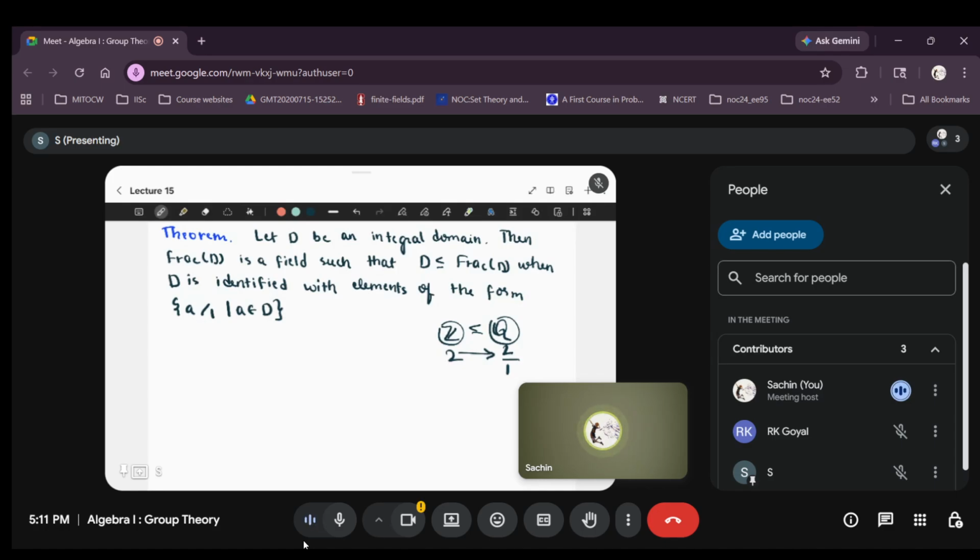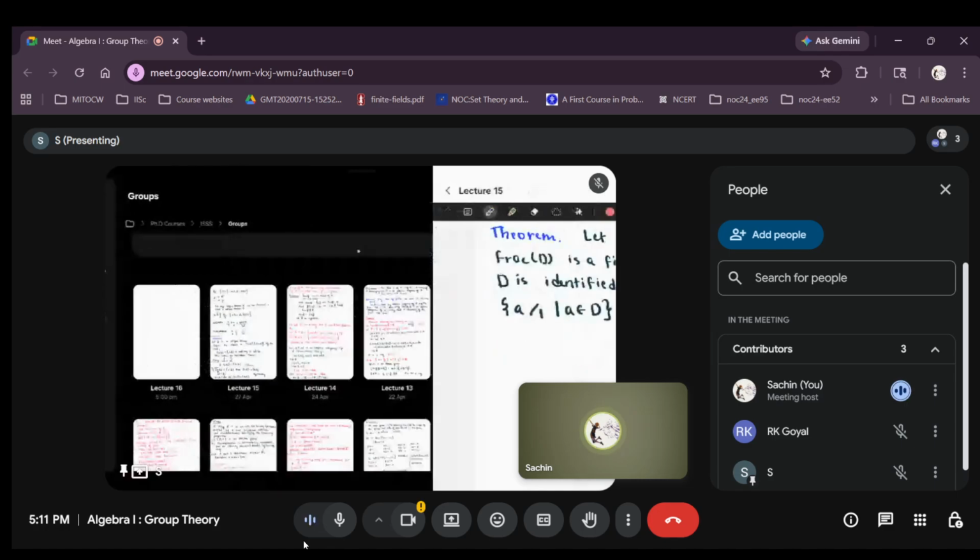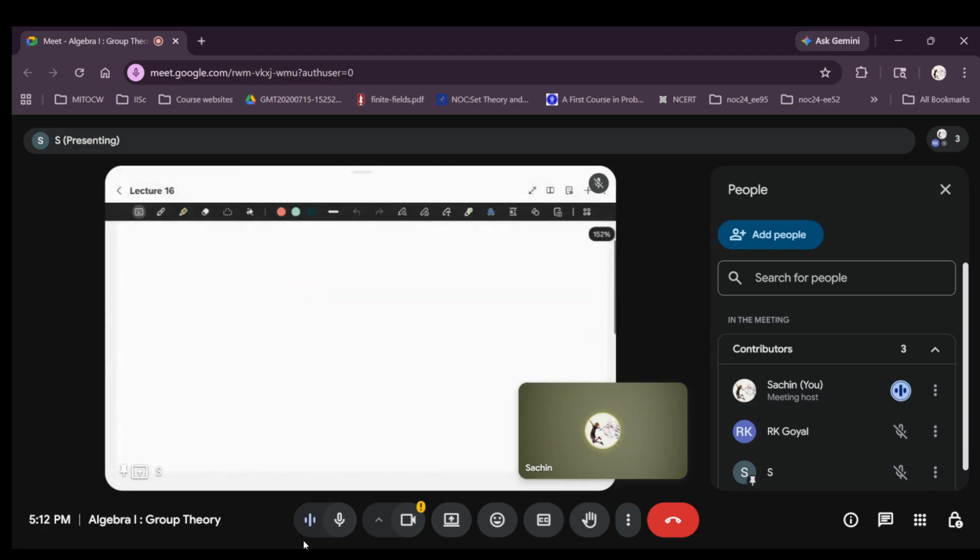Also, if you consider the elements in D, let's say you have an element a in D, you say that is equivalent to a by 1 in Frac D. Then in that sense, D is contained in Frac D. For example, the integers Z are contained in the set of rational numbers because you can write integer 2 as 2 divided by 1, where 1 is the identity element in Z. So we had to prove this now. We haven't proved it yet.